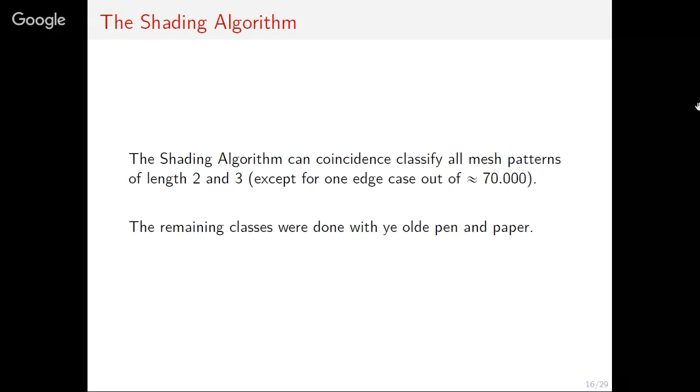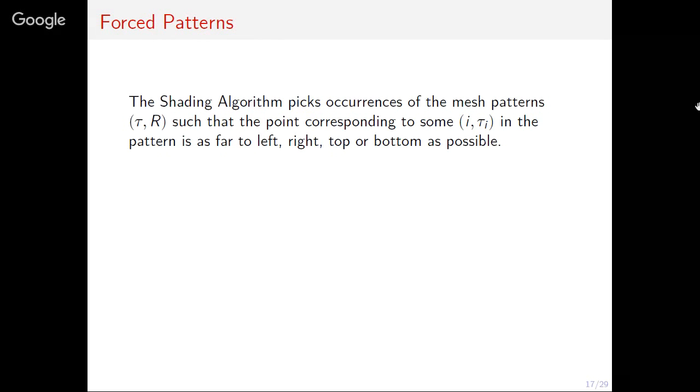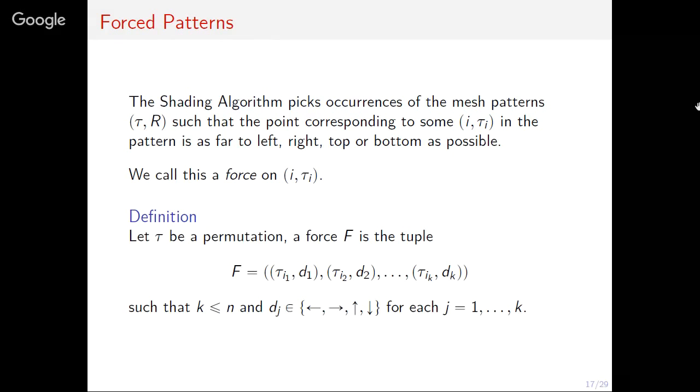Okay, but this is only the first part, and there's a key idea that we're going to take from this algorithm and apply elsewhere. So what the shading algorithm is doing is picking an occurrence of the mesh pattern such that some point is as far to some direction as possible. We call this a force on the point. We're forcing the point to be as far to some direction as possible.